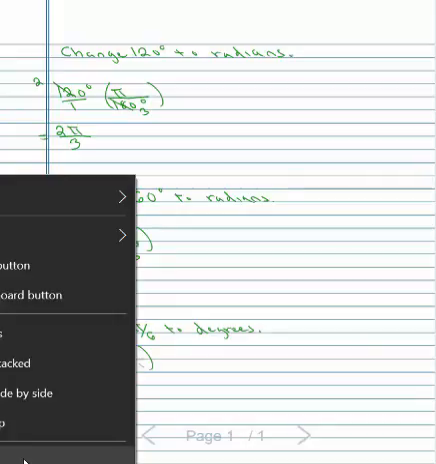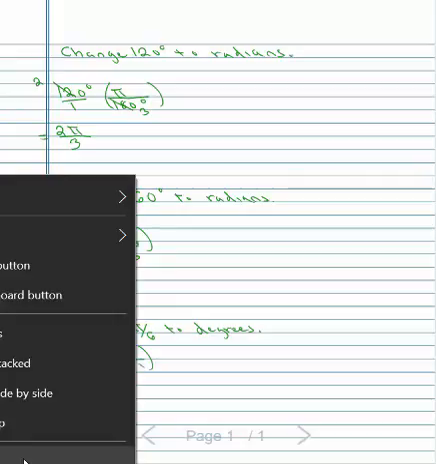Well, we want to cancel the pi for sure. So we want the pi in the denominator, and we want what? 180 degrees in the numerator. And now what are we going to see? We notice that the pi's cancel. Pi goes into pi once, pi goes into pi once.